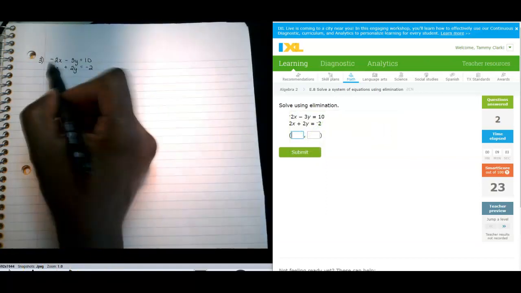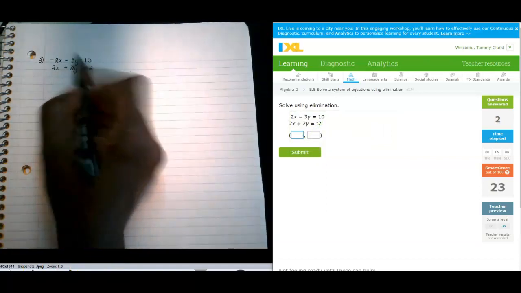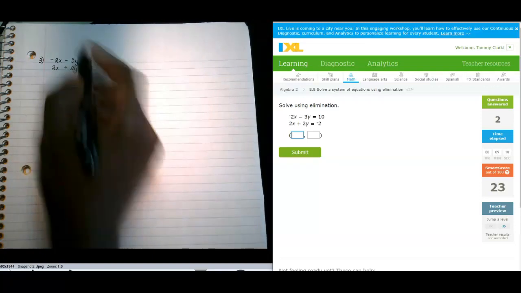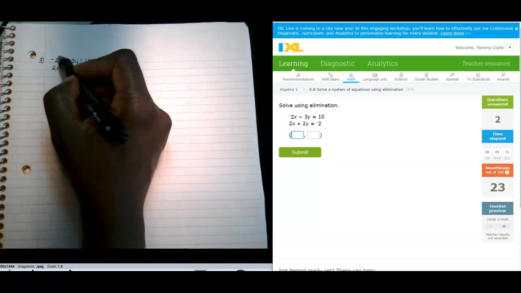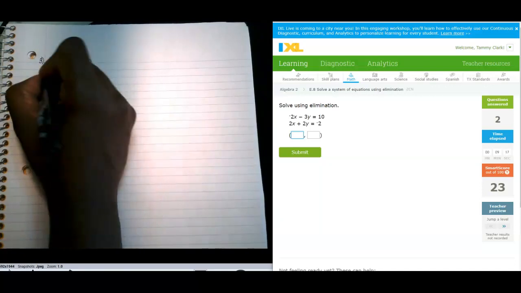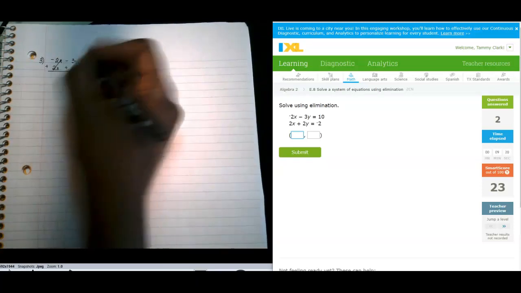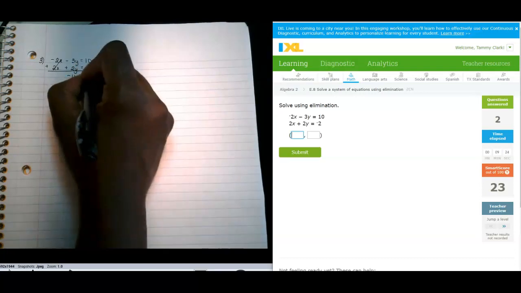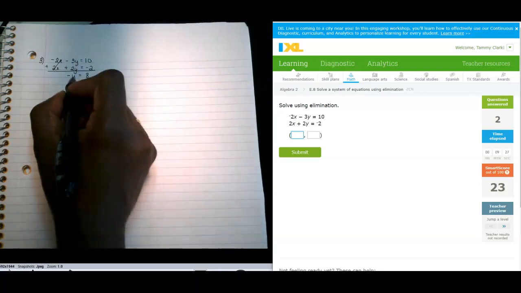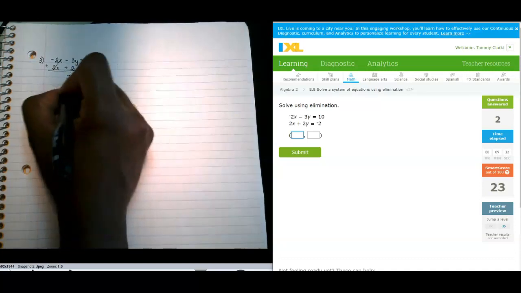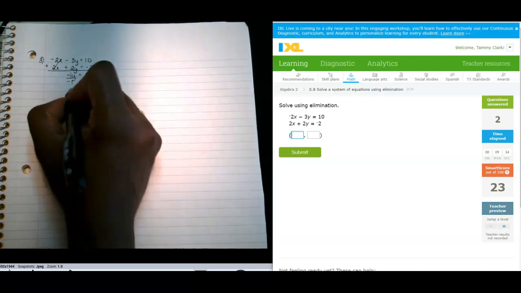For number 3, we've got negative 2x minus 3y equals 10, and then we've got 2x plus 2y equals negative 2. Again, the coefficient for x is the same this time, and they are opposite signs, so we can just add them together. The x's eliminate, and we're left with negative y is equal to 8. We don't want negative y, and we know there's an imaginary 1 in front of that y, so we can divide each term by negative 1. That gives us y is equal to negative 8.